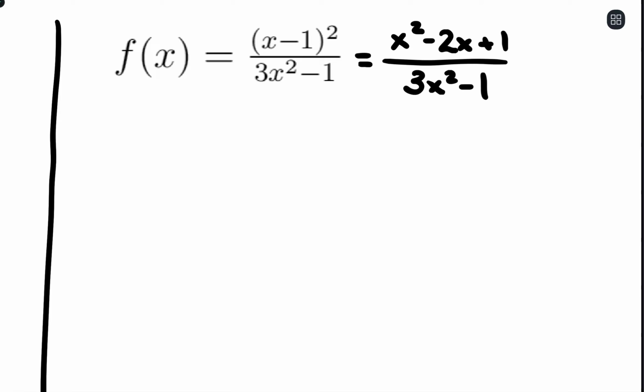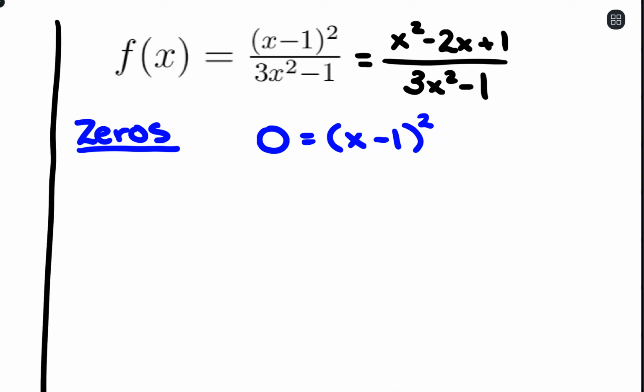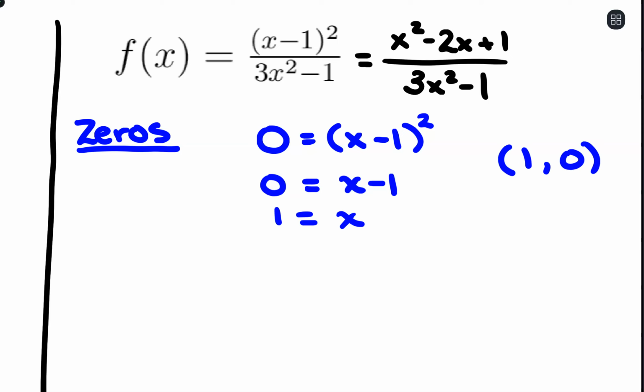But let's start with the zeros of the graph, which actually for the zeros, the factored form is more helpful to us, because what we're doing is we're taking that numerator and setting it equal to 0, and if we want to solve that and it's quadratic, we'll want to be factoring. So we have x minus 1 quantity squared equals 0. I'm going to take the square root of both sides, so that'll be 0 equals x minus 1, add 1 to both sides, so 1 is equal to x. So I'm getting a zero at 1, 0 as a coordinate.